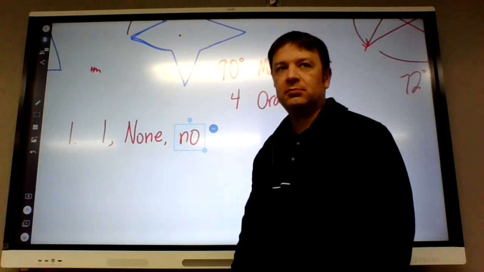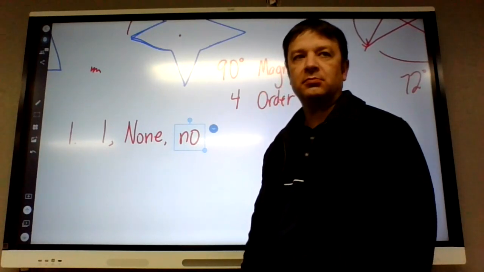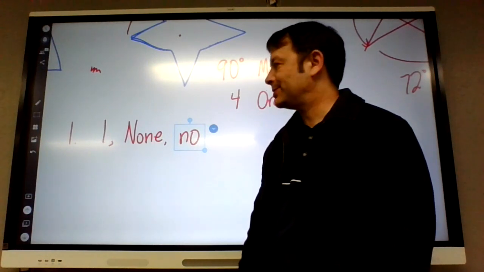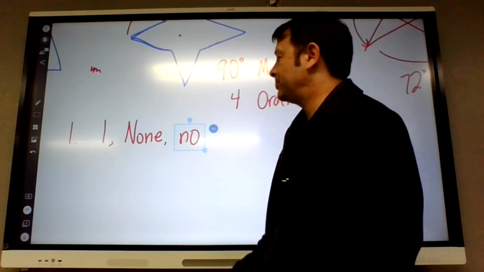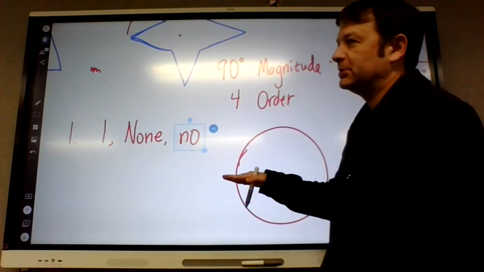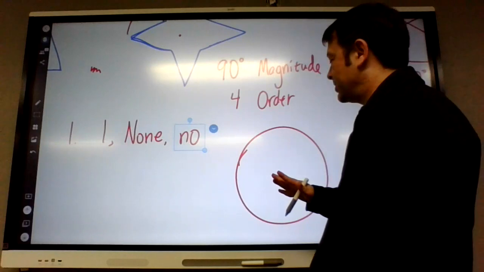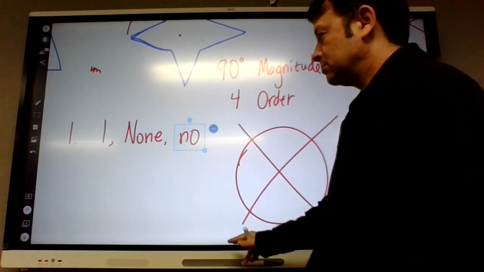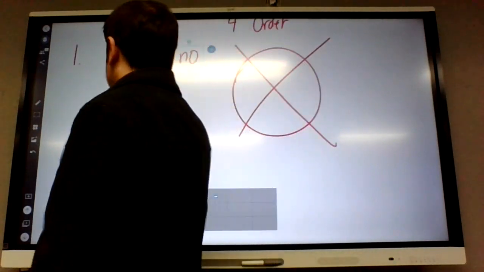What's the maximum amount of lines you can do? There is no max. Like a circle, for example, would have infinite. They're not going to ask us that, but you could draw infinite lines of symmetry in a circle. They're not going to ask us that though, so we're good.